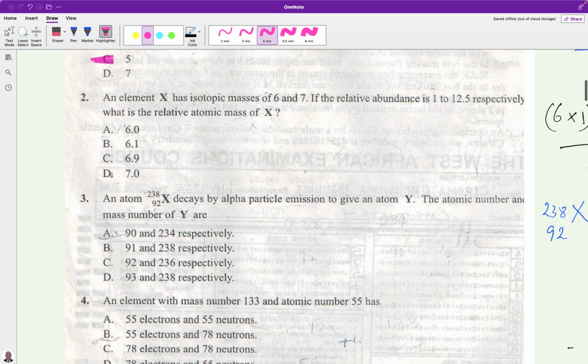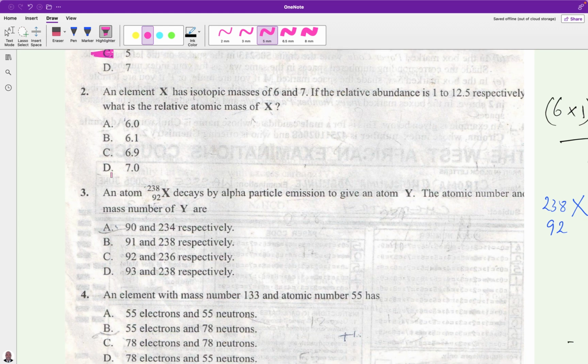And question number 2. An element has isotopic masses of 6 and 7. These are the masses of the isotopes. If the relative abundance is 1 to 12.5 respectively, that is, the isotope of mass 6 has a relative abundance of 1, and the one of mass 7 has a relative abundance of 12.5, what is the relative atomic mass of X?